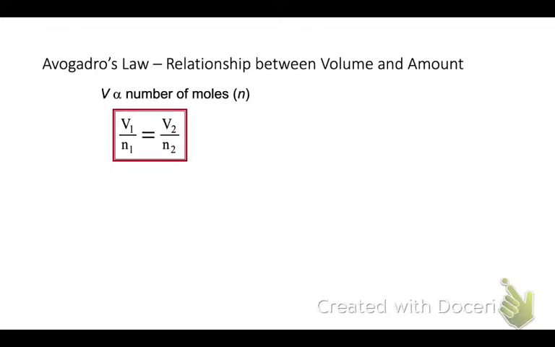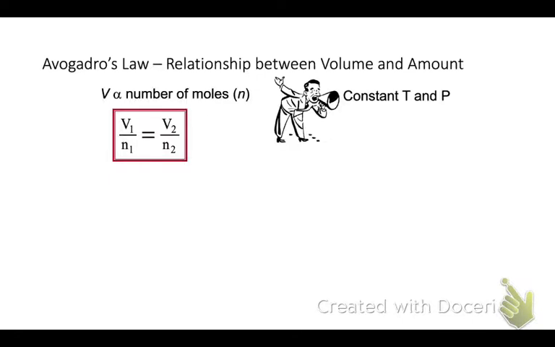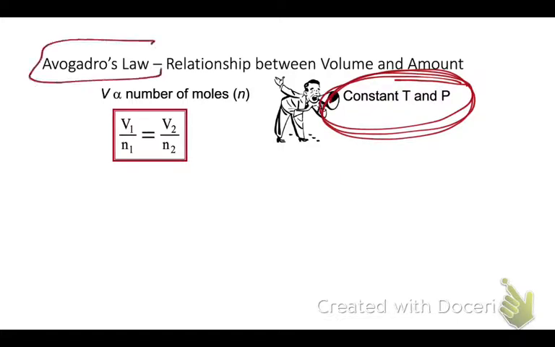And therefore, it is written as V1 over N1 equals V2 over N2. As long as, and this is very important for every gas law, I keep the temperature and the pressure constant. And this is really important when we will learn about gas stoichiometry, so keep that in mind. Avogadro's law is always applicable at constant temperature and pressure.